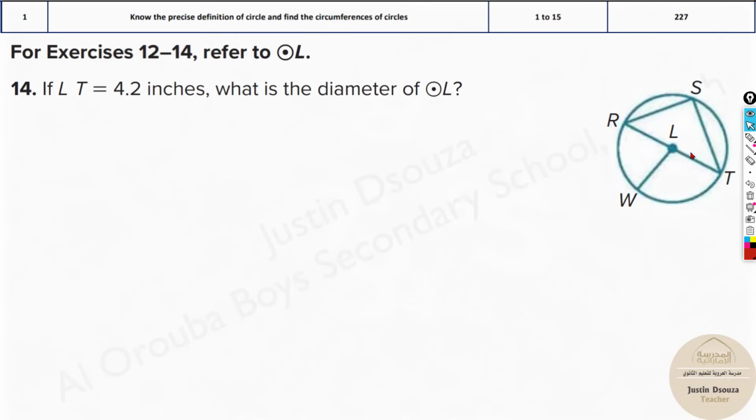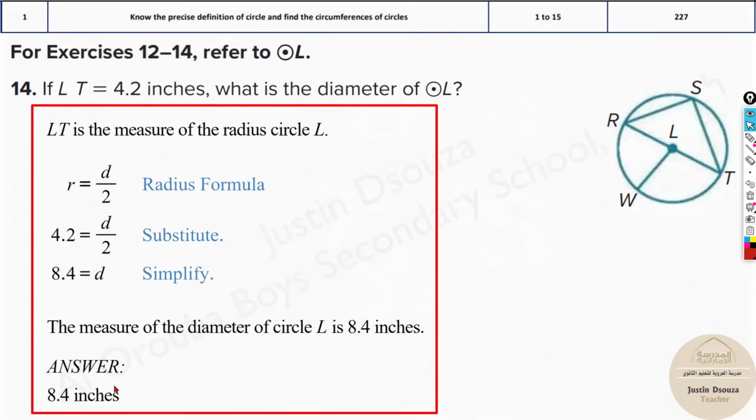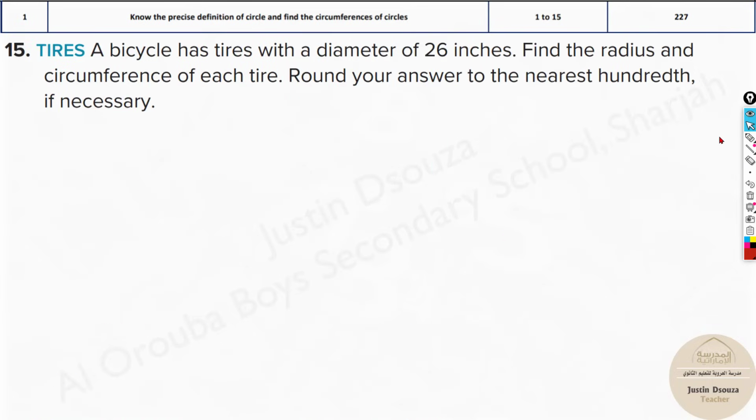And over here we have got LT is 4.2 inches. The radius is given. What's the diameter? Multiply this by 2. It's 8.4. That's it. Very straightforward problems, this one.